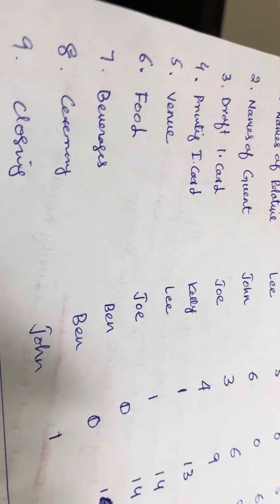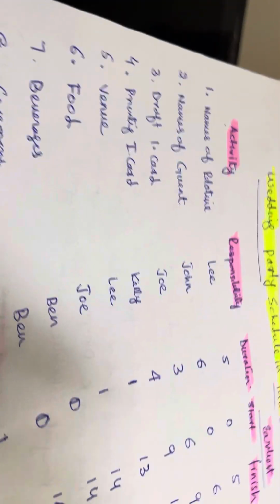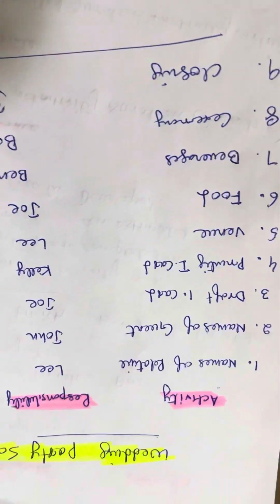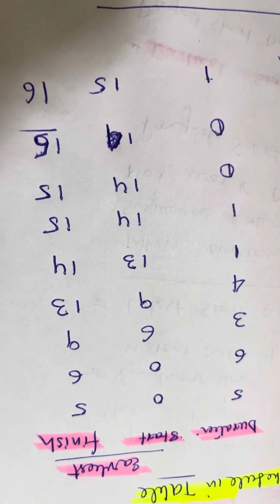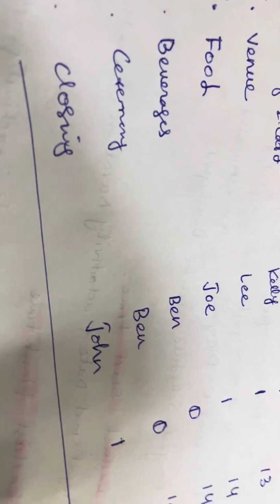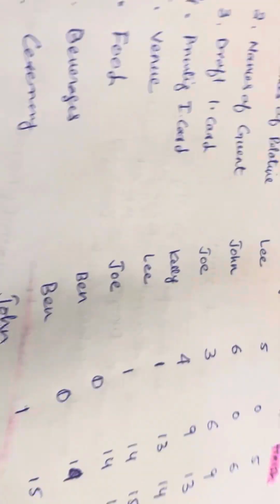So the whole wedding ceremony will take 16 days, and it's a forward pass. Earliest starts and earliest finish, and these are the activities. These are the responsible persons, these are the durations, and these are the earliest starts and earliest finish. So in the next video, I will show you the diagram. Thank you.